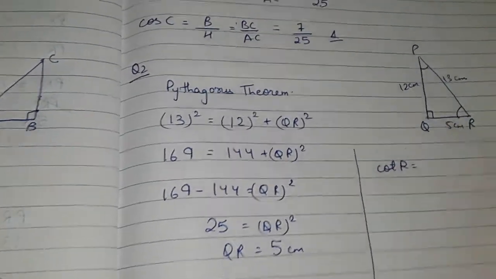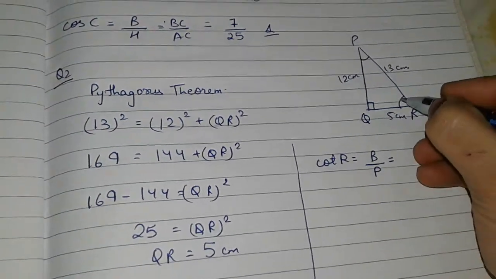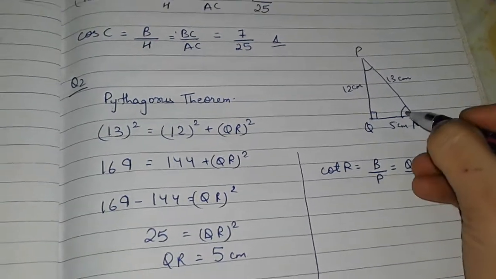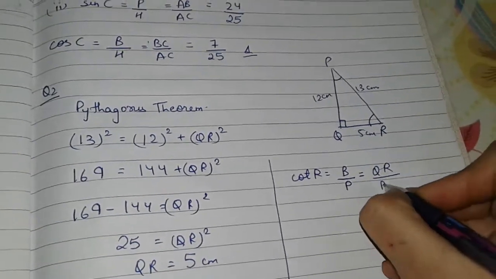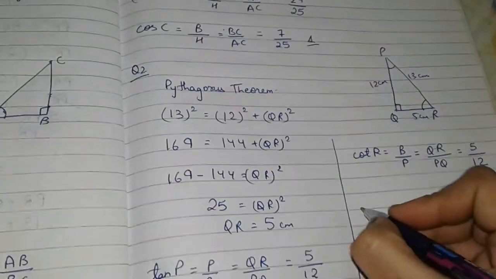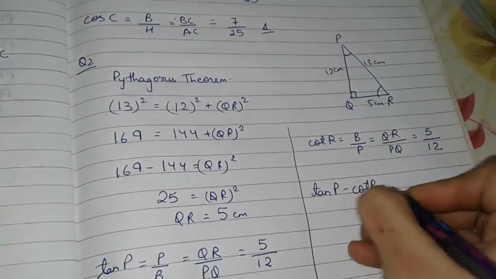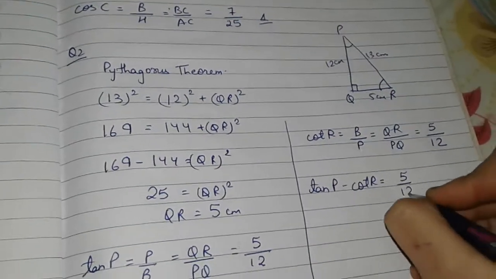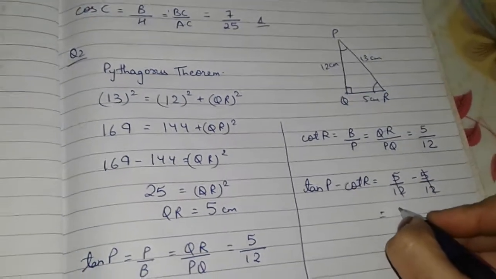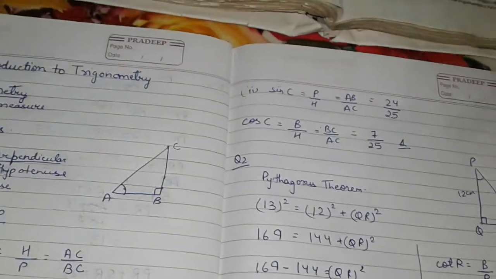Now the angle is this R. Cot is base upon perpendicular. Base is QR. Side adjacent to angle R is this. And perpendicular is side opposite to angle R is PQ. QR is 5 and PQ is 12. Now I have to calculate tan P minus cot R. Tan P is 5 upon 12. Cot R is also 5 upon 12. Cancel these values and we'll get 0. Answer.